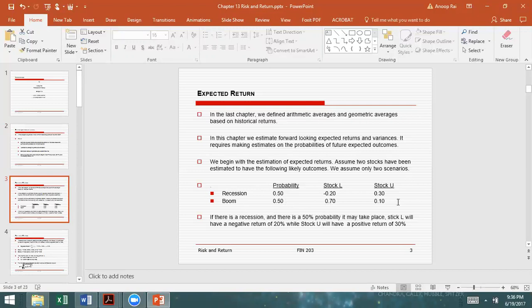Stock U, on the other hand, when there is a recession, actually has a 30% positive return. And when there's a boom, it's only going to be a 10% return. So this is a kind of stock which we call a counter-cyclical stock. It does well when the economy is not doing well, and it does poorly when the economy is doing well.